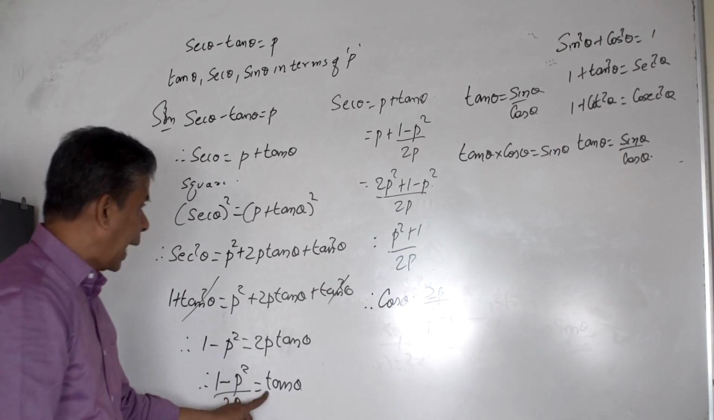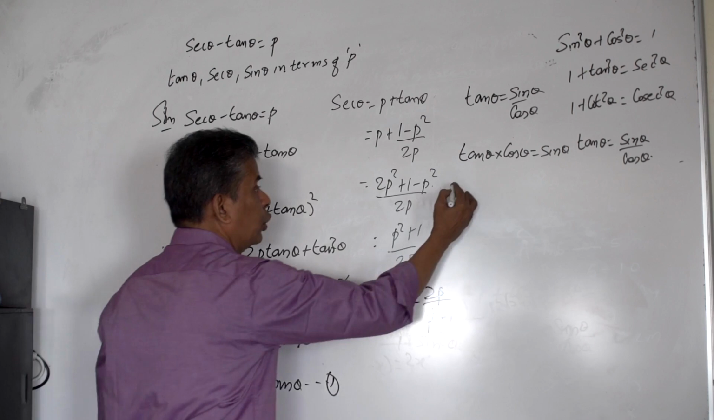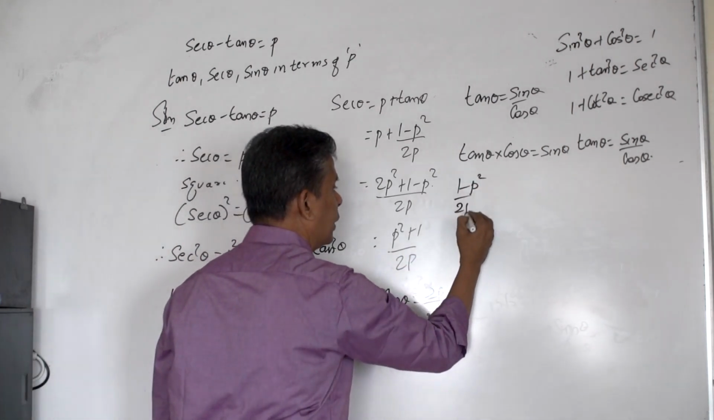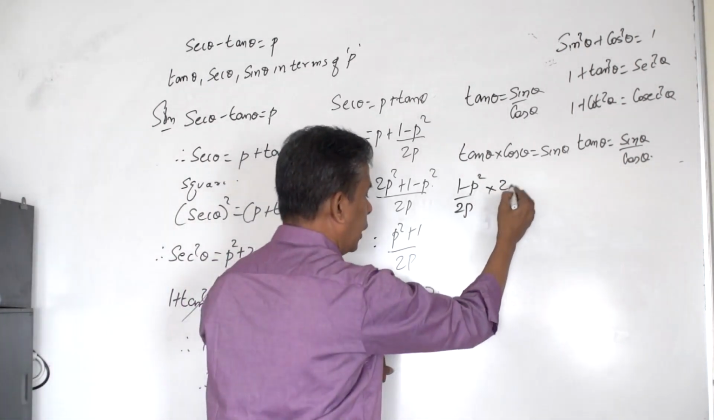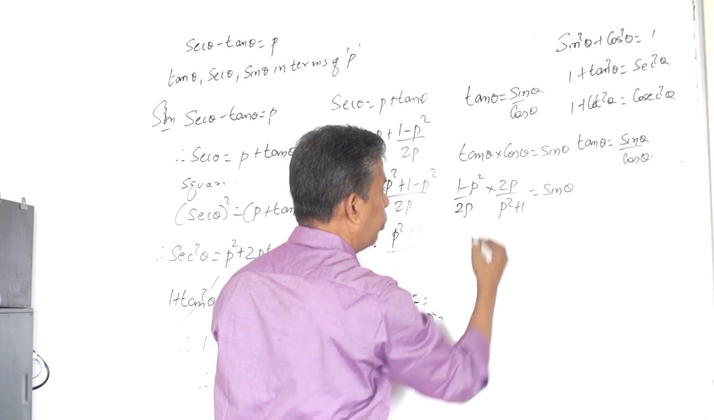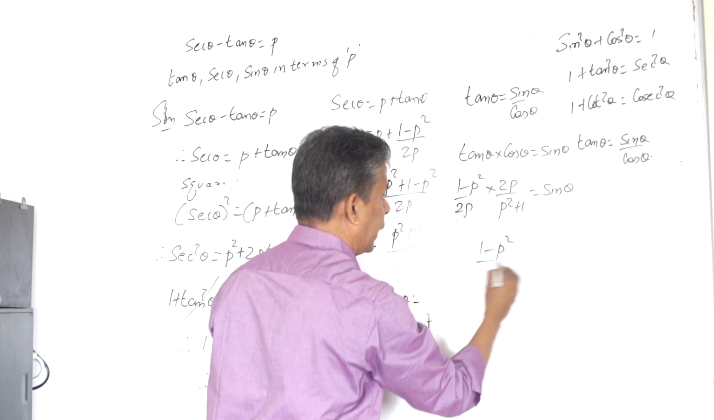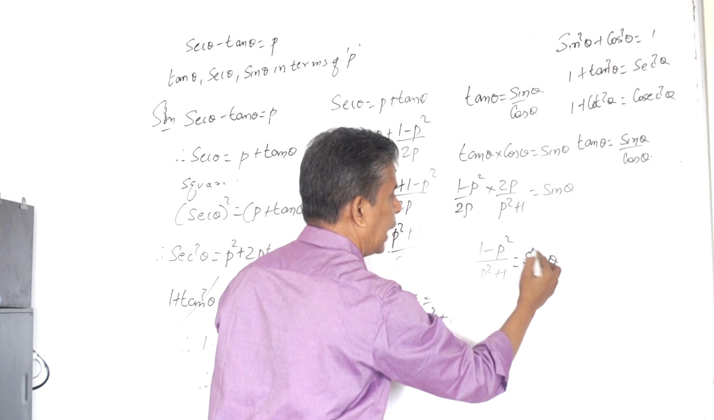Now here, from the value of tan that we have found, we substitute tan as 1 minus p square upon 2p, and for cos we write 2p upon p square plus 1, which is sin theta. 2p cancels, therefore 1 minus p square upon p square plus 1 is equal to sin theta.